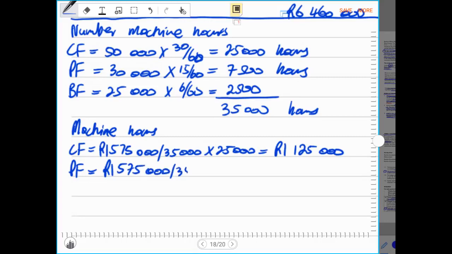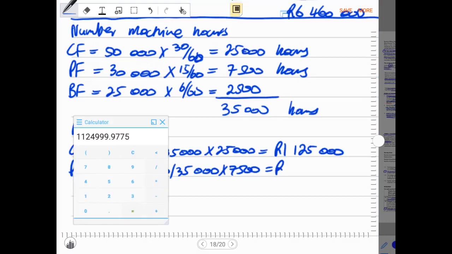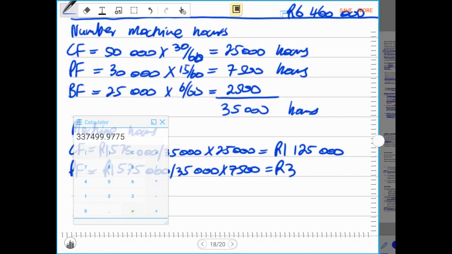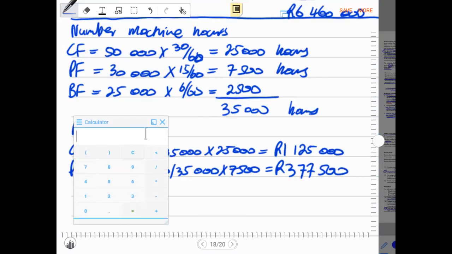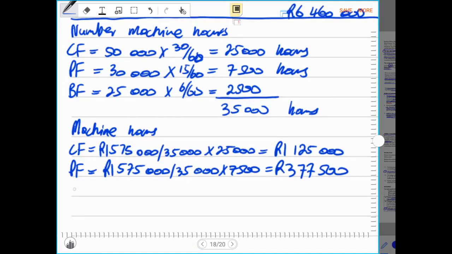Second one, product PF, 1,575,000 divided by the total hours times 7,500 hours for the product PF. 7,500 divided by 35,000 hours times 1,575,000. It is 337,500. Rounded off. Take note, I'm rounding off in everything in this case.